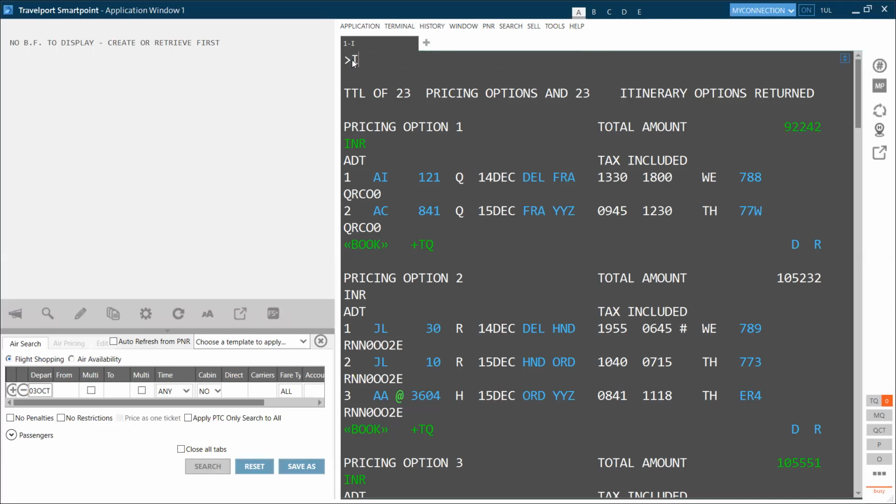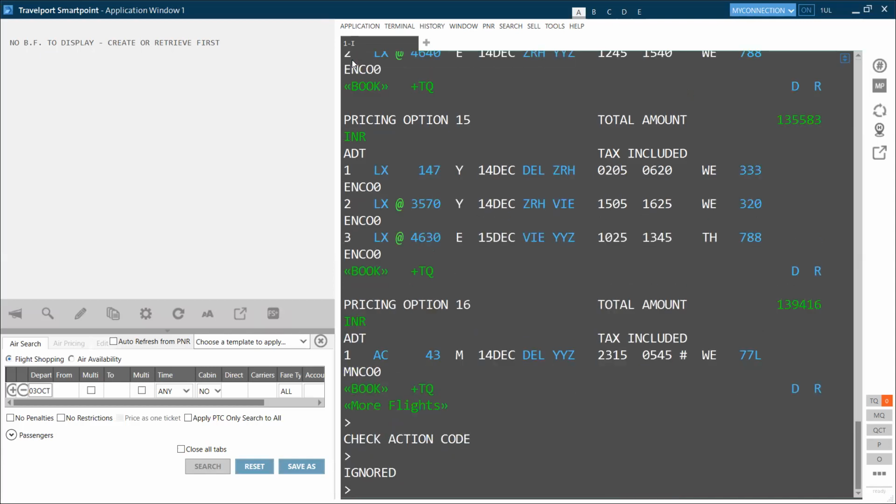First, again, we have to check the availability. What is the command to check the availability? The date, for example, is the 14th of December because it's a very peak date, Delhi to Toronto. So how do we check the availability? A, availability, date, Delhi to Toronto, slash Air Canada.